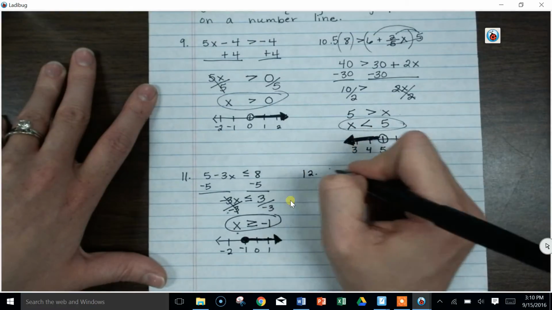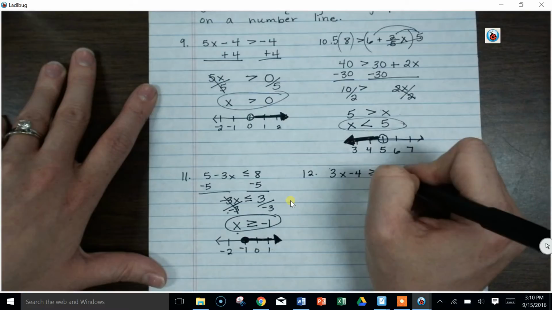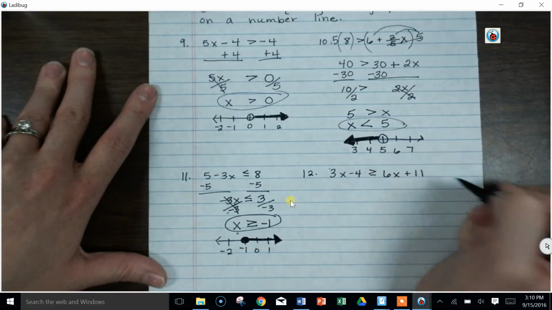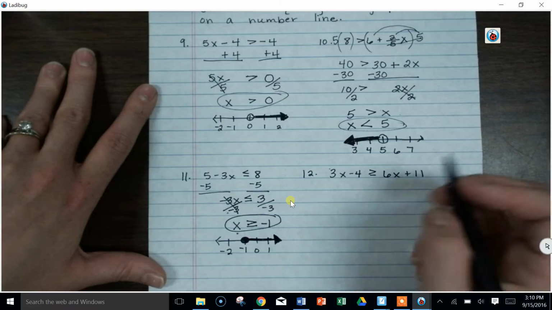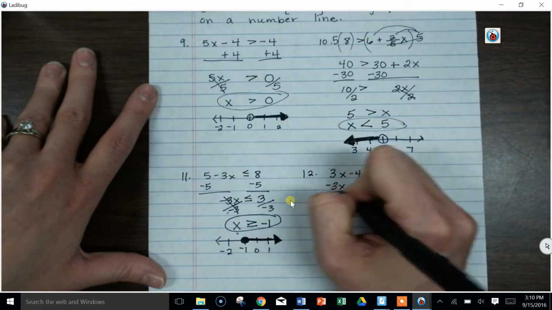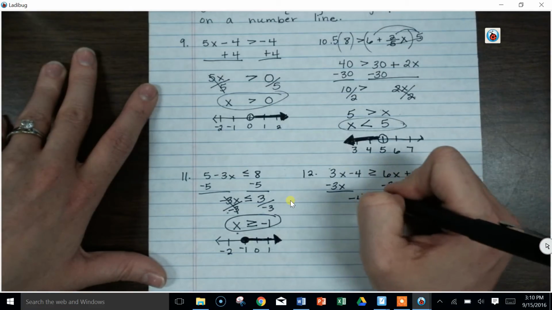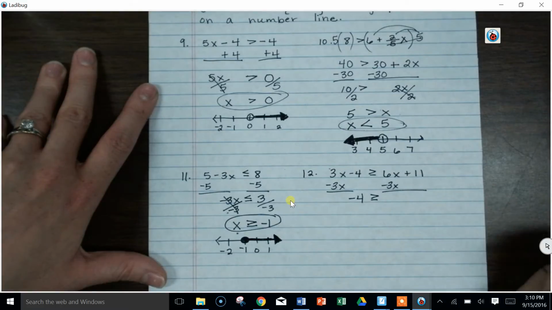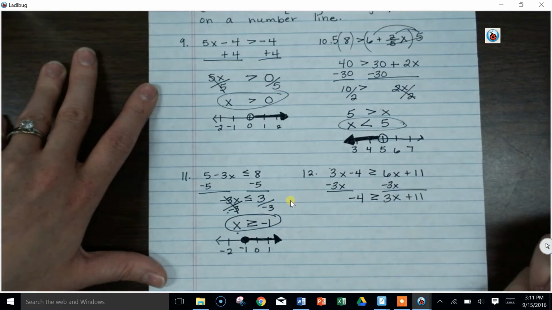Number 12, 3x minus 4 greater than or equal to 6x plus 11. Get your variable together first. So I have a variable on either side. I'm going to take the one with the smaller coefficient, this one here, and I'm going to subtract it from both sides. 3x minus 3x is 0. Bring down the negative 4. Keep the inequality. 6x minus 3x is 3x. Bring down the positive 11.